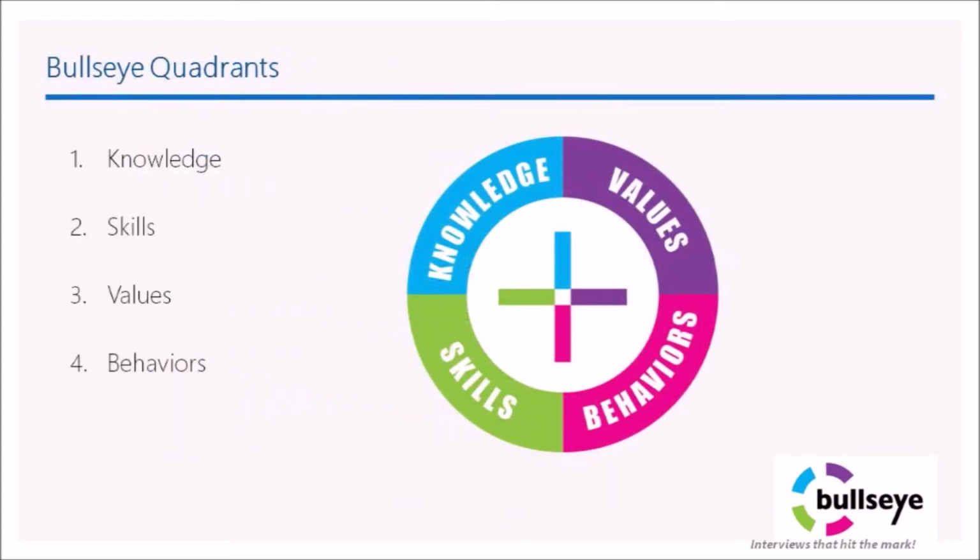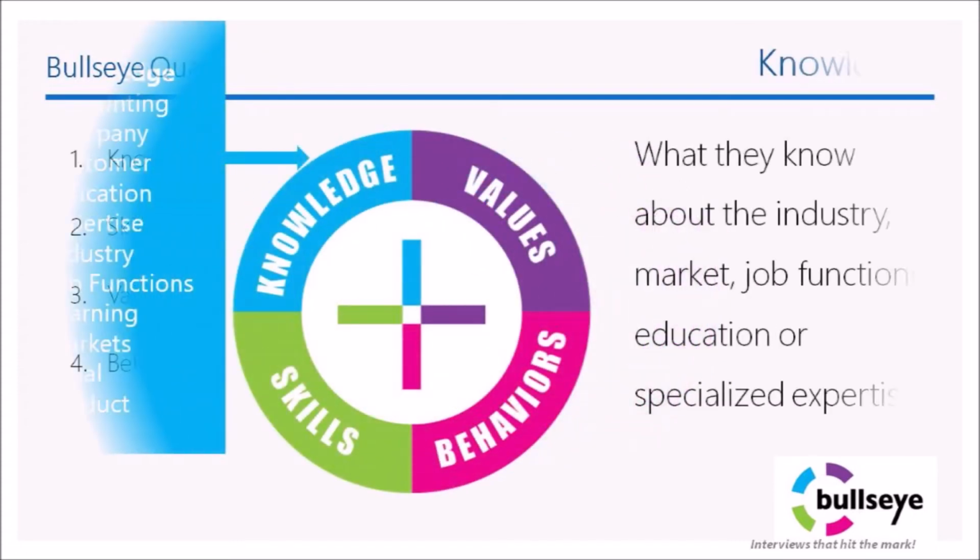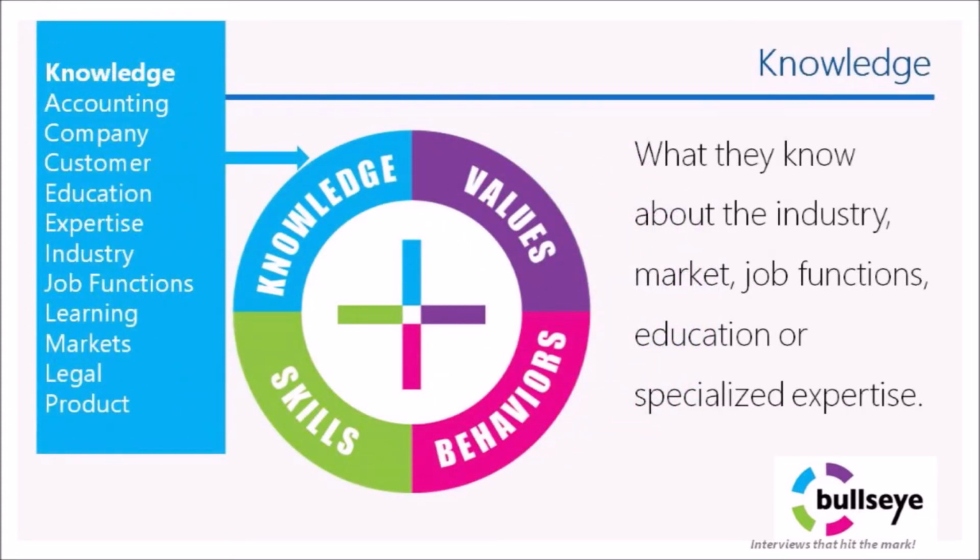The Bullseye model takes all of these different theories and puts them into one simple model with 4 quadrants: knowledge, skills, values, and behaviors. The first quadrant is knowledge. Knowledge is what they know about the industry, the market, the job functions, their education, or any specialized expertise they have. Topics would be accounting, the company, customer, education, expertise, industry, job functions, learning, and products. This is basically information that they know or have obtained through education or experience.